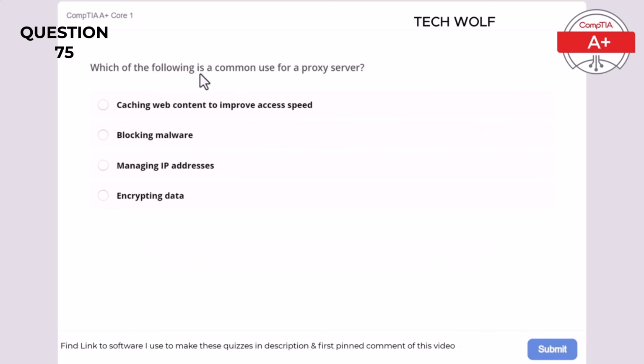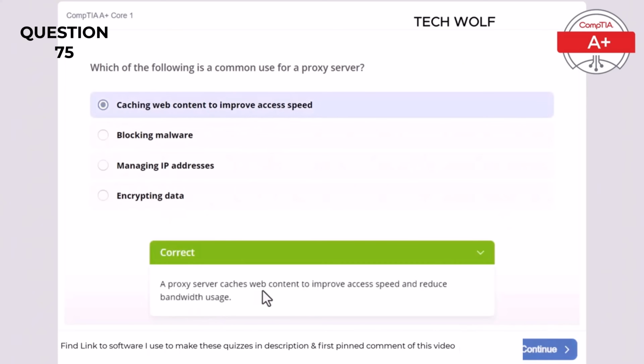Which of the following is a common use for a proxy server? Caching web content to improve access speed, blocking malware, managing IP addresses, or encrypting data. And here the correct answer is caching web content to improve access speed. A proxy server caches web content to improve access speed and reduce bandwidth usage.